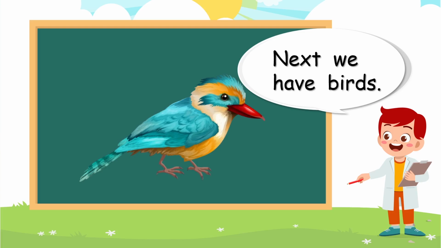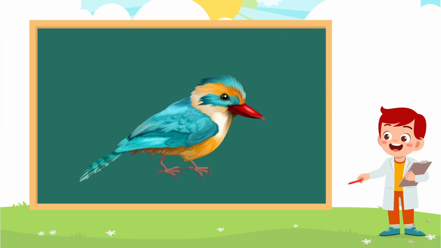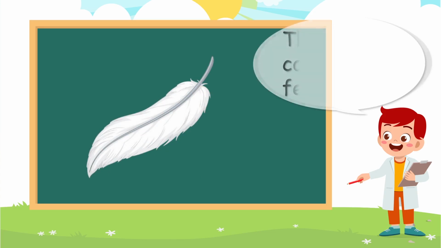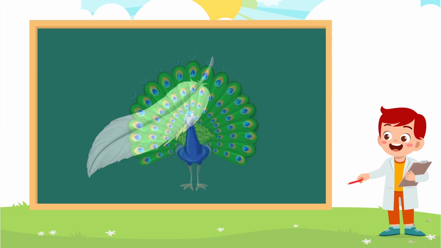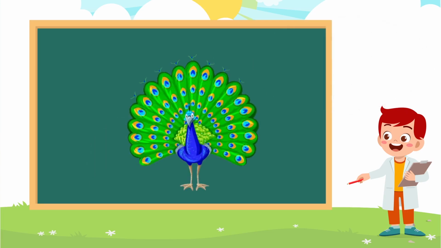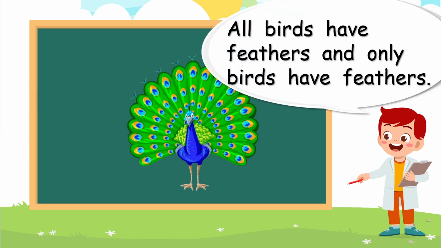Next, we have birds. Oh, what's that? Their skin is covered in feathers. They can be many different colours, but all birds have feathers. Look how many colours we have here. He's a very proud peacock. All birds have feathers, and only birds have feathers. So, if you see a feather, you're looking at a bird.